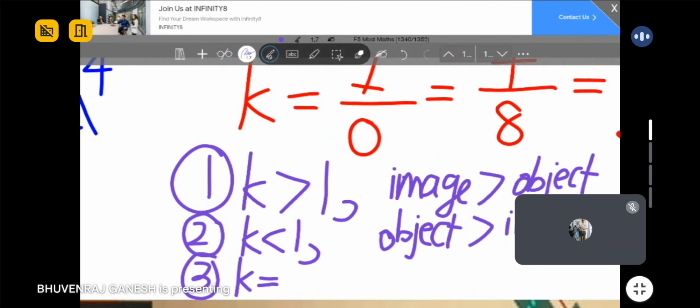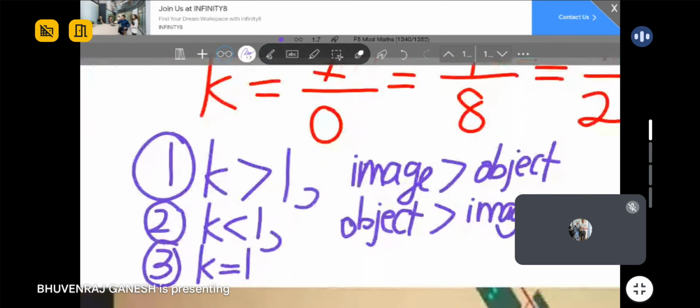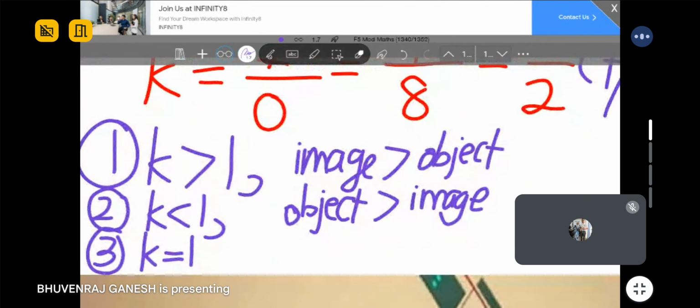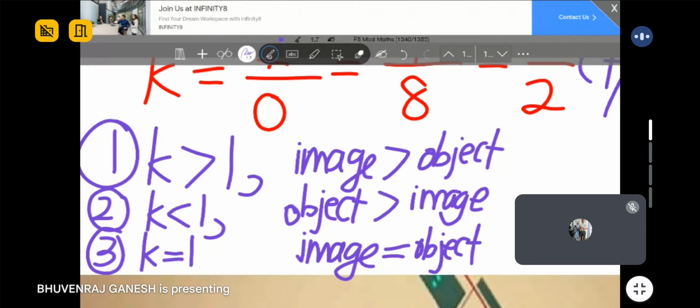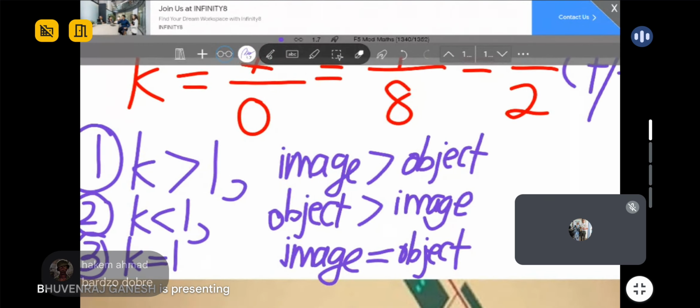K equal to 1. What does this mean guys? Apa maksud ni? Which one is bigger? Mana lebih besar? Very good. No enlargement. Tak ada pembesaran. Image equal to object. Boleh faham guys? This is the 3 syarat yang kamu kena tahu.